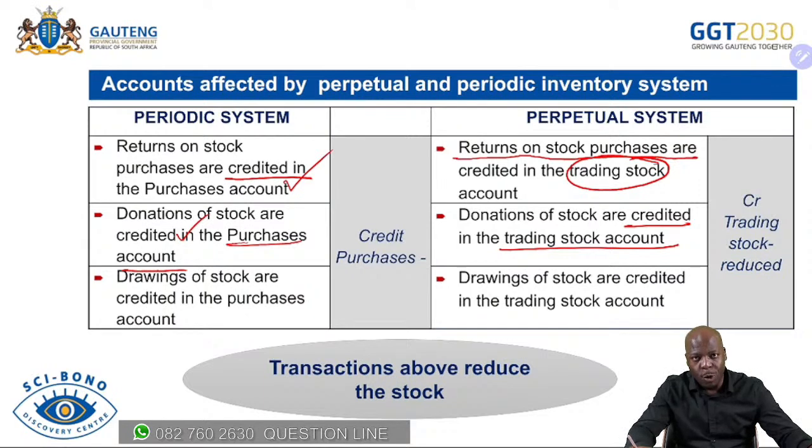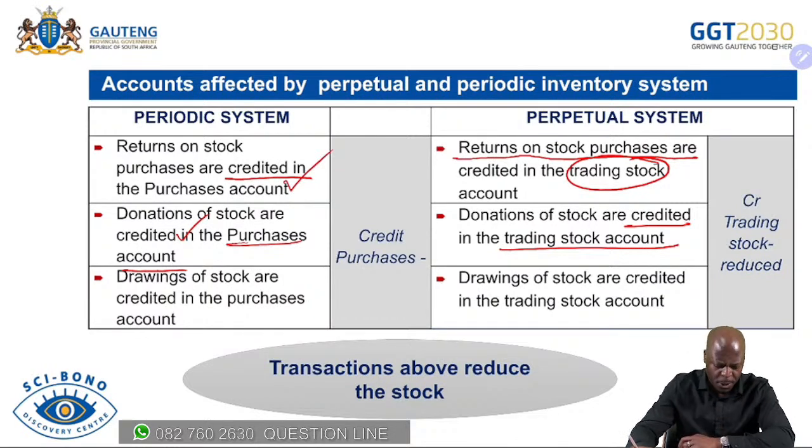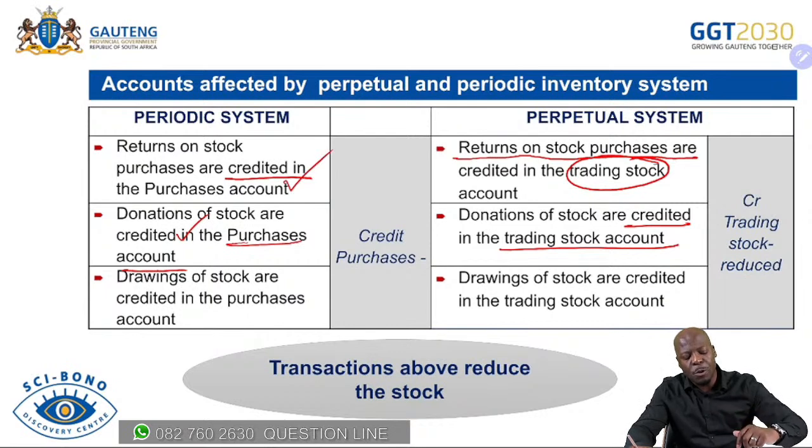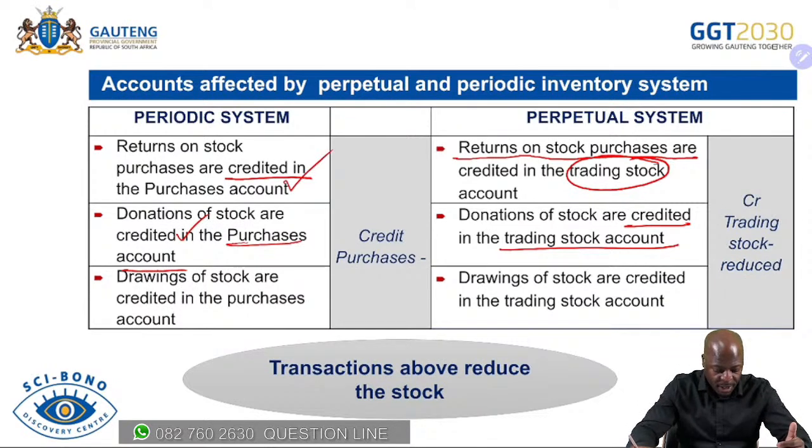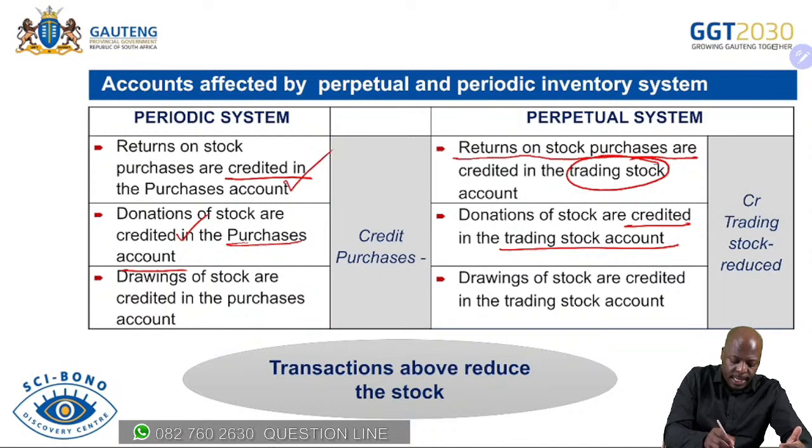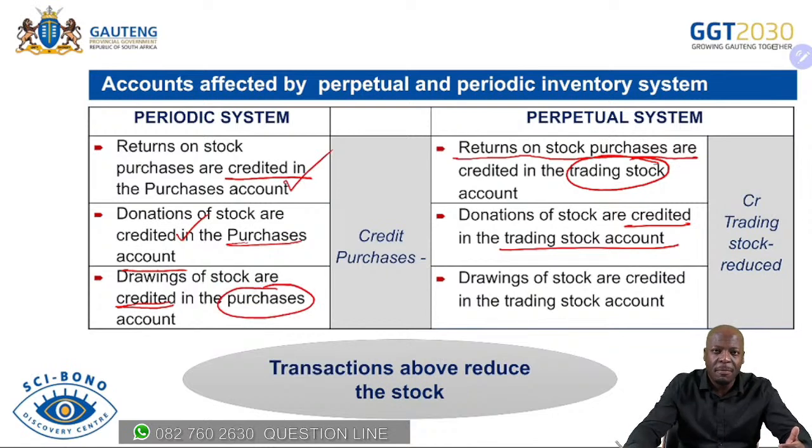drawings. And drawings, all right? These are goods that are taken by the owner for personal use. Now, if the goods are taken, we're talking drawings, and the business is using the periodic inventory system, these goods are credited, very important, credited in the purchases account. Okay? Your drawings will be credited in the purchases account.